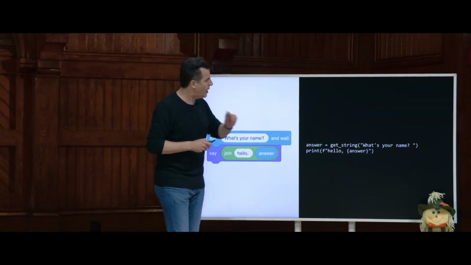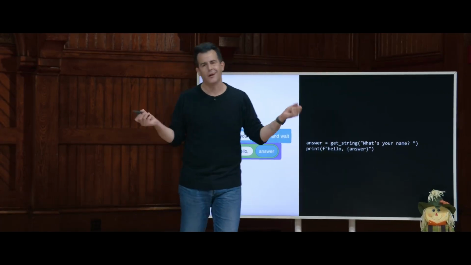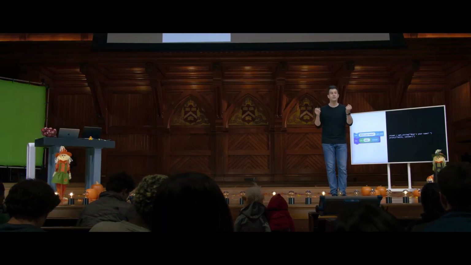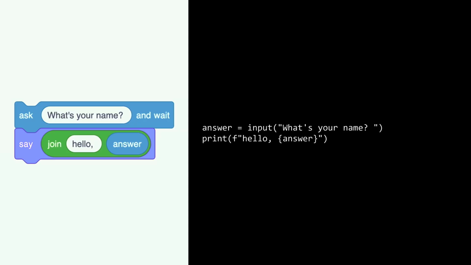So it turns out in C, getString was especially useful. In Python, it's not really that useful. All it does is use a function that does come with Python called input.